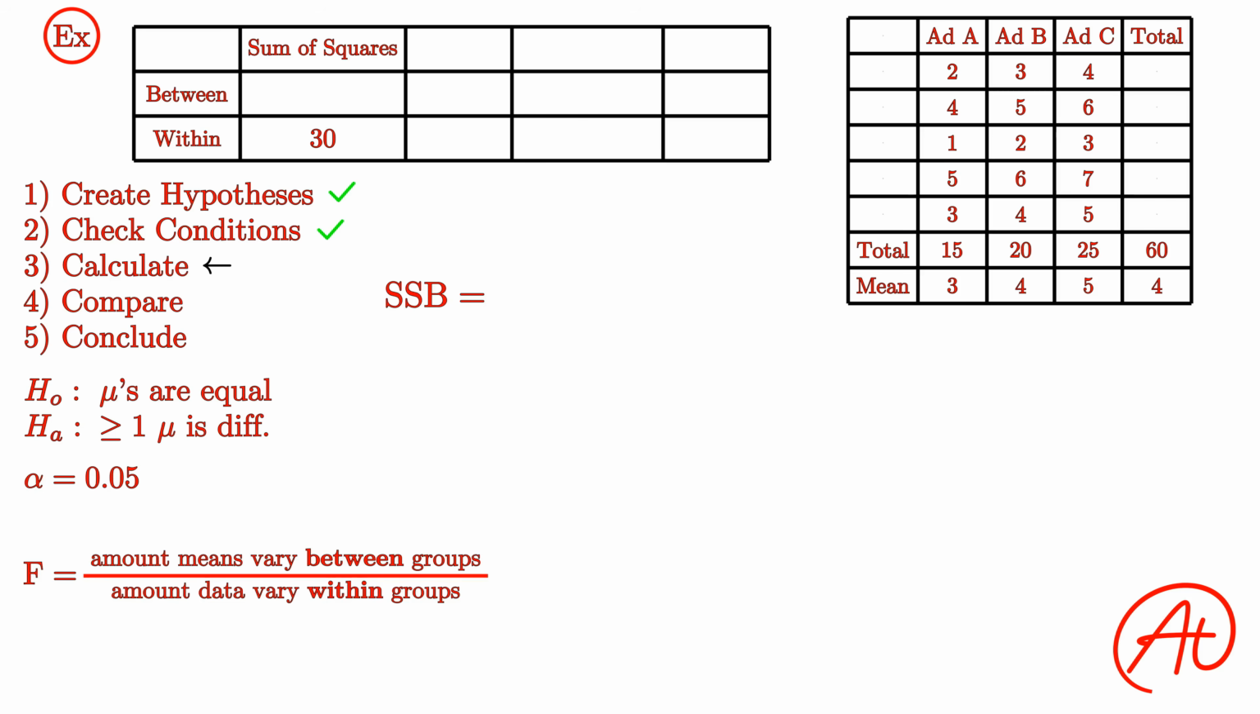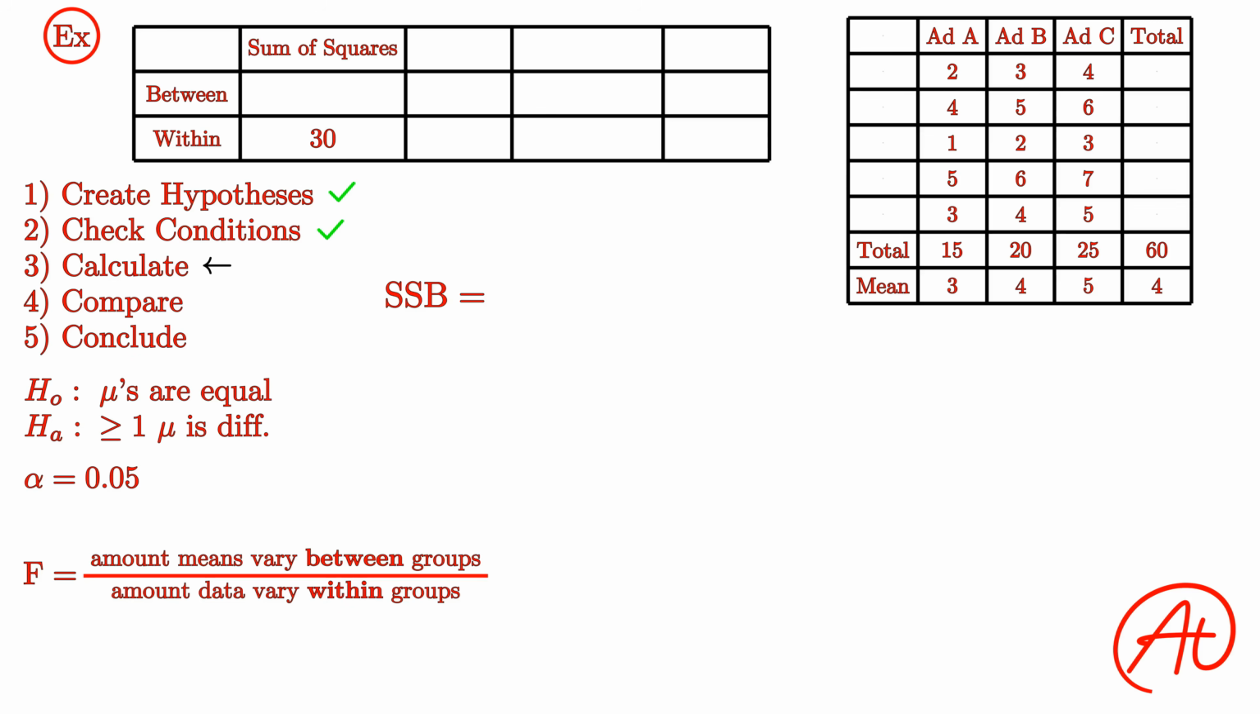Next, we need to calculate the sum of squares between, which we will shorten to SSB. As a reminder, this is a measure of how much our groups varied between each other. To calculate this, we will take the sample mean for each of our groups, subtract the overall mean for our entire table across all groups, square that, and multiply it by the group's sample size to scale it by the size of that sample. Then we will add all of this up.